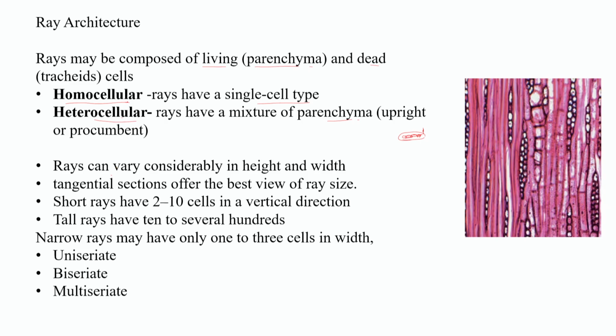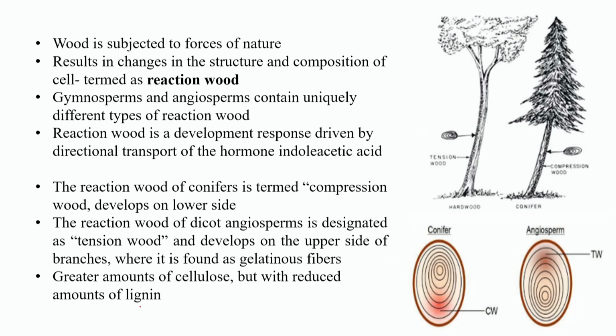That also we have discussed, that either you can have very short rays of 2 to 10 cells, or there could be several rays, like hundreds of cells aligned together to form a ray. Similarly you can have uniseriate, just a single file, biseriate, 2, and then multiseriate, several files. That all we have discussed before. Now another important concept, in the last, I will just try to discuss is about reaction wood.